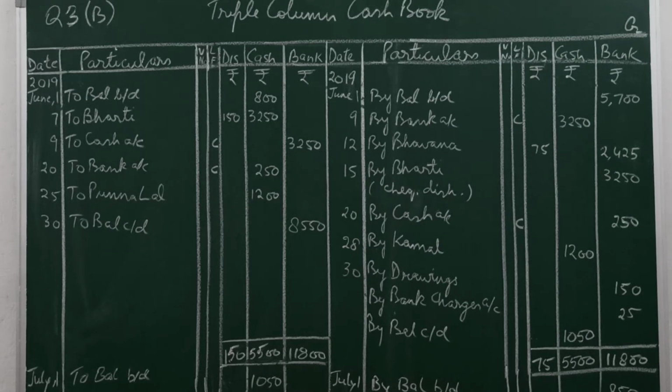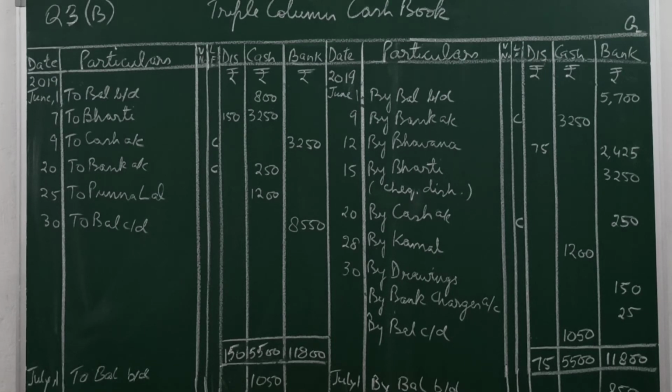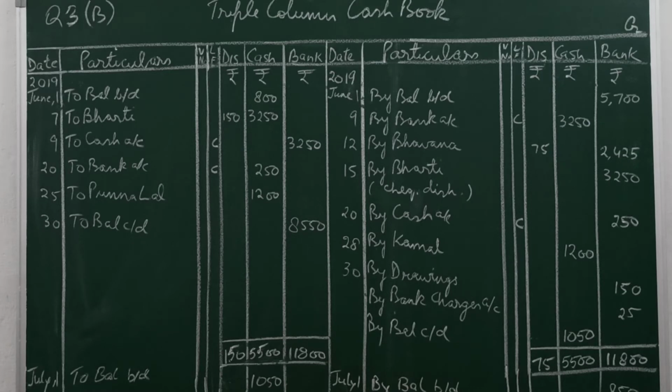Now on the next transaction in your question is 9th, which says deposit of a check into bank. It means it is a contra entry. Bank is receiving the check and cash is going out. So on the debit side, to cash account, C in the ledger folio column for writing contra. In the bank column, 3,250. On the credit side, date 9th, by bank account, C in the ledger folio column, and in the cash column 3,250, credit what goes out.